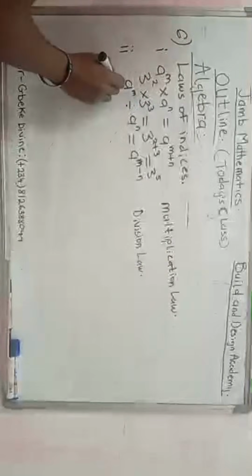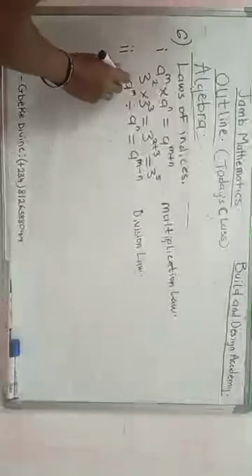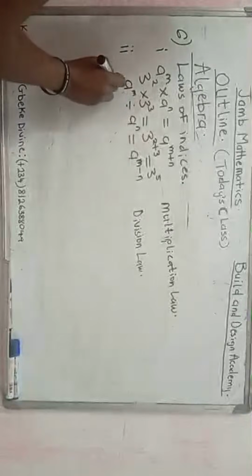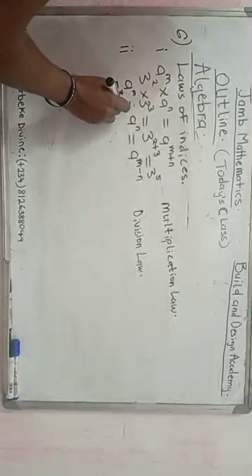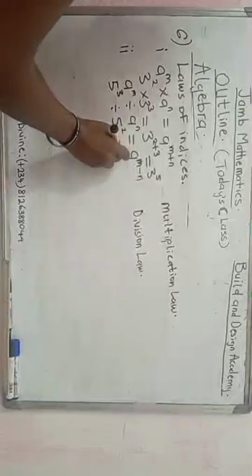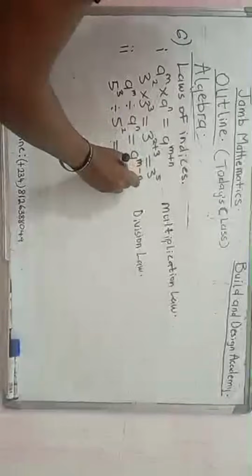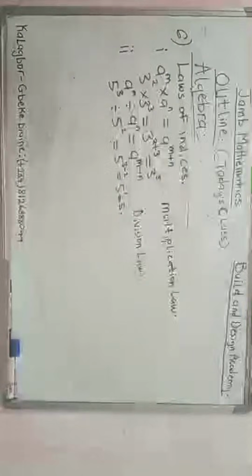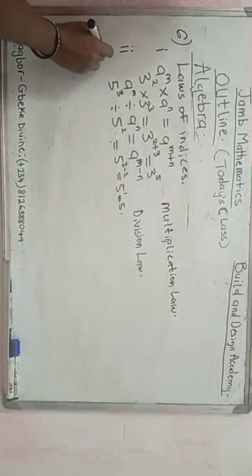So let's take an example, 5 raised to power 3 divided by 5 raised to power 2, which will give us what? 5 raised to power 3 minus 2, which is 5 raised to power 1, which is equal to 5.